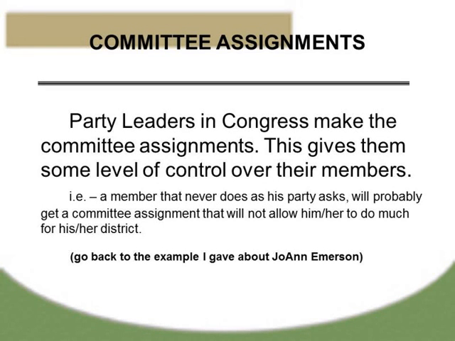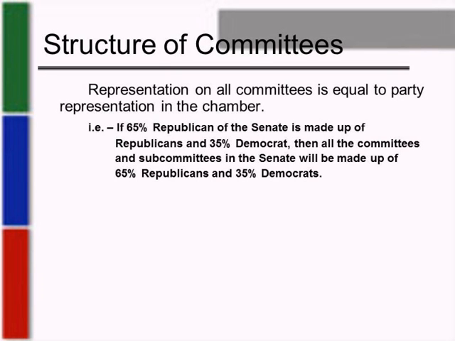Now, let's take a look at the structure of these committees and subcommittees. For every committee in the House and the Senate, there are some Democrats and some Republicans on those committees. And the way they figure out how many Democrats and how many Republicans are going to be on a committee is strictly based on a ratio. Let's say that 60% of the members of the House right now are Democrats and 40% are Republicans. Then every committee and subcommittee in the House of Representatives will be made up of 60% Democrats and 40% Republicans.